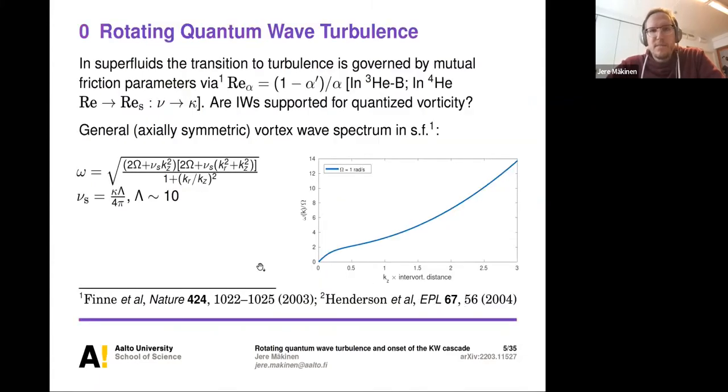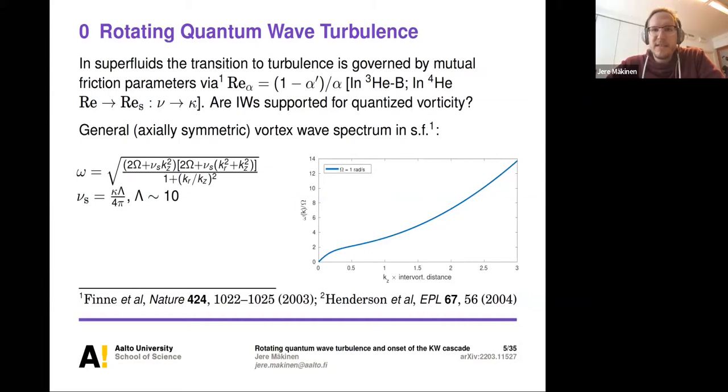Okay, so what is meant by rotating quantum wave turbulence is essentially the same thing as in the previous slide, but now you have a quantum fluid or superfluid where the vorticity is quantized. There are some differences to classical turbulence, however.